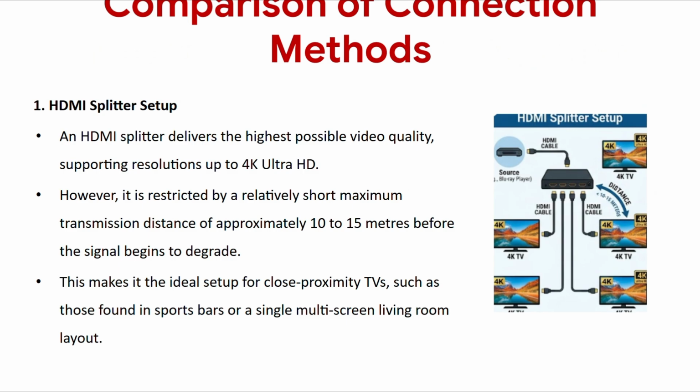Comparison and connection method. HDMI splitter setup. An HDMI splitter delivers the highest possible video quality, supporting resolutions up to 4K Ultra HD. However, it is restricted by a relatively short maximum transmission distance of approximately 10 to 15 meters before the signal begins to degrade. This makes it the ideal setup for close proximity TVs, such as those found in a sports bar or a single multi-screen living room layout.